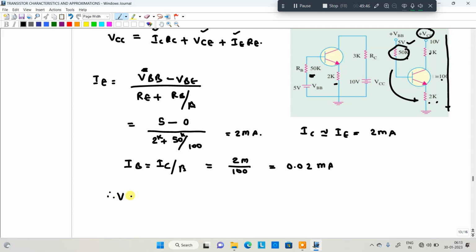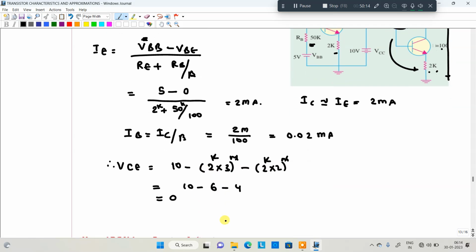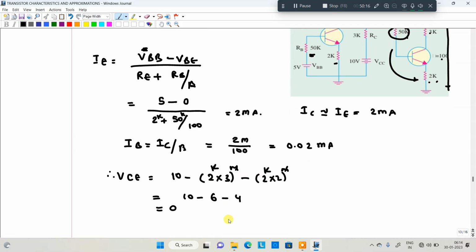Once you got all the currents, all the parameters, finally VCE you want, right? VCE is equal to VCC minus, that is 10 minus IC, that is 2 into 3, minus 2 into 2, all are milli. So that will be 10 minus 6 minus 4, that will be 0 volt. It is kilo, it is milli, both get cancelled, you will get 0. Whenever VCE is equal to 0, it is nothing but the saturation region. So the transistor is in saturation.